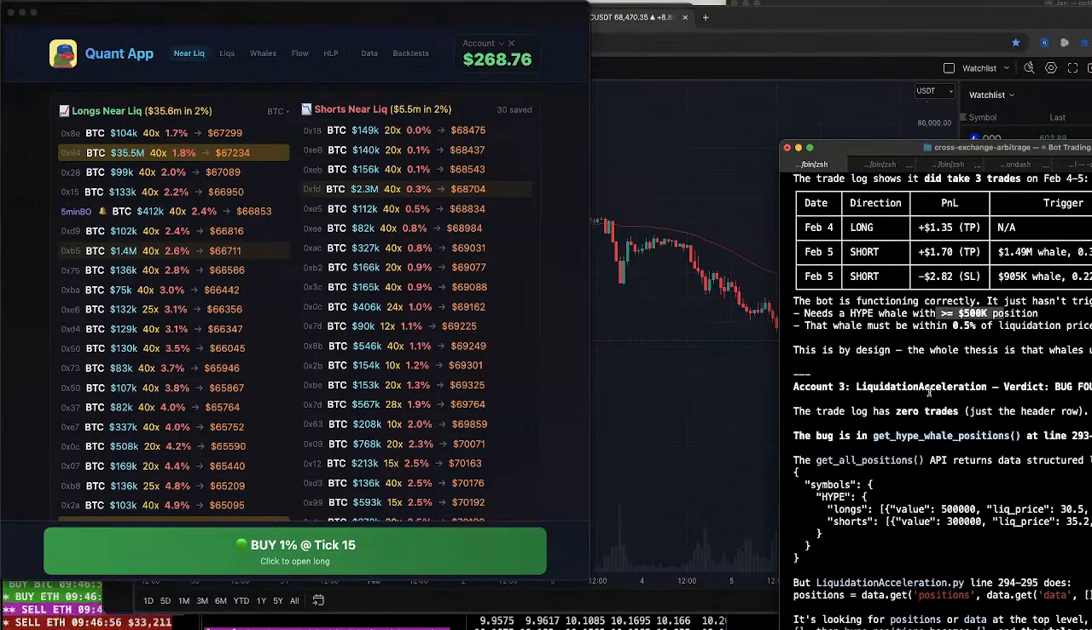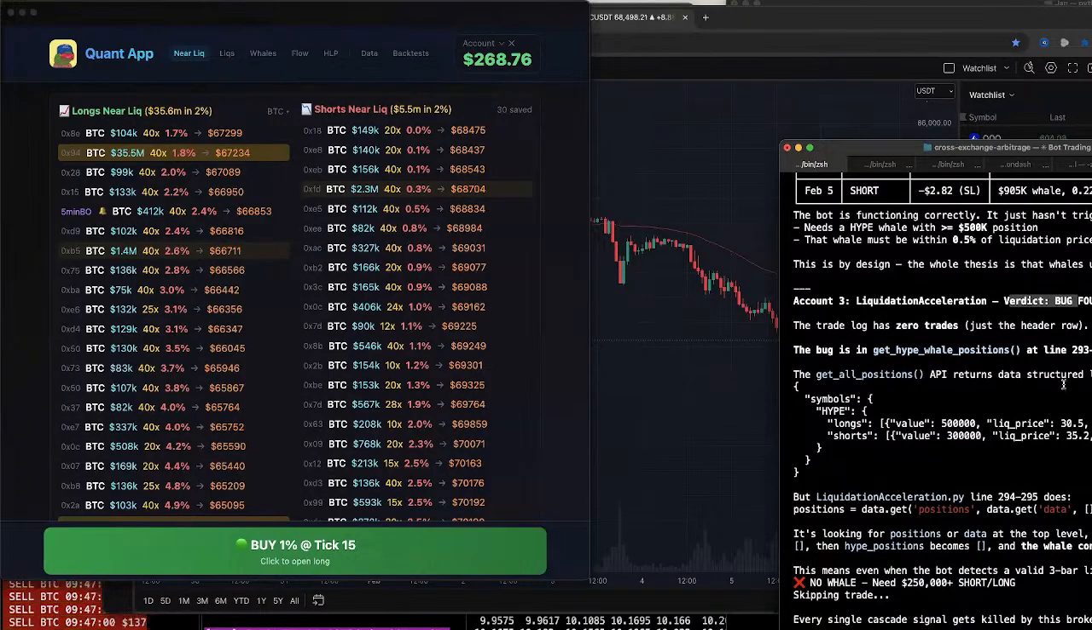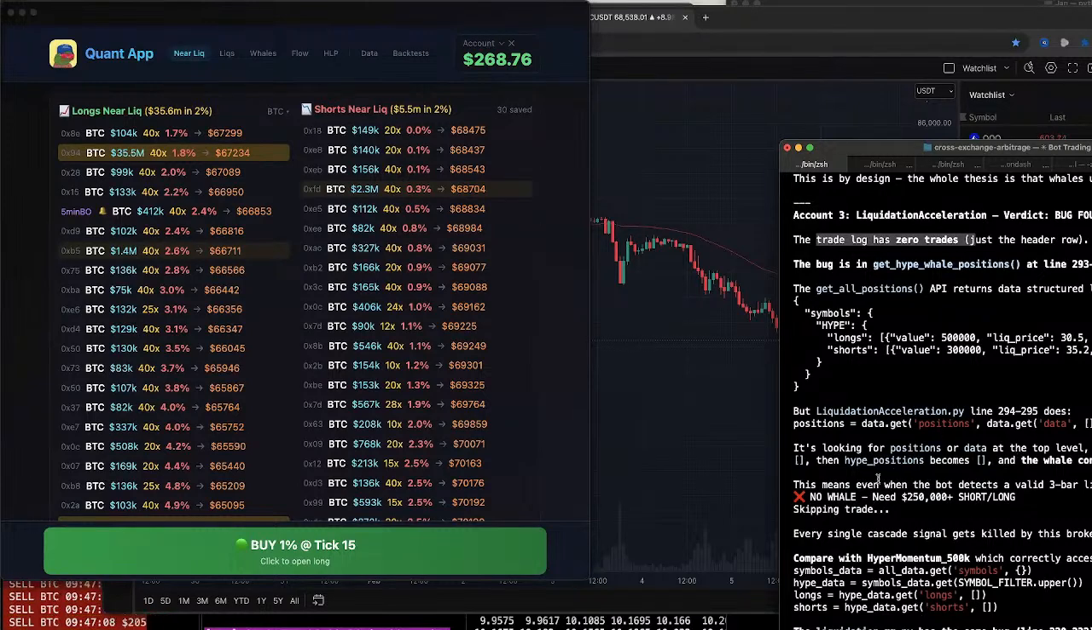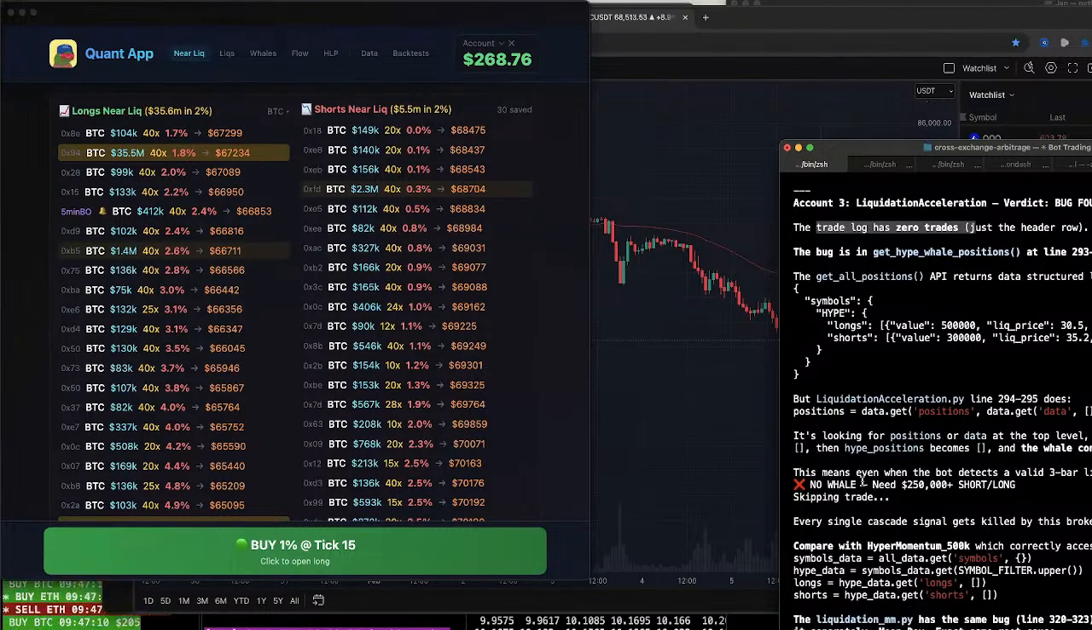Okay. Account 3, liquidation accelerator. Verdict: bug found. I knew there was something there. Whale confirmation always fails. The trade has 0 trades. The bug is in the hype get function. It parses the Moondev API, but in the liquidation accelerator it looks like position is okay. This means even when the bot detects a valid 3-bar move, it gets blocked. So that's a problem. The liquidity amendment has the same bug.